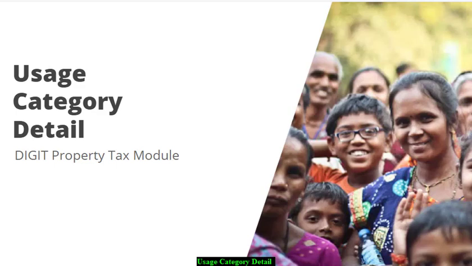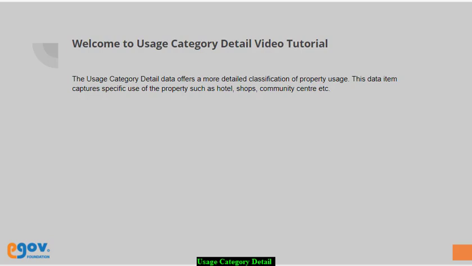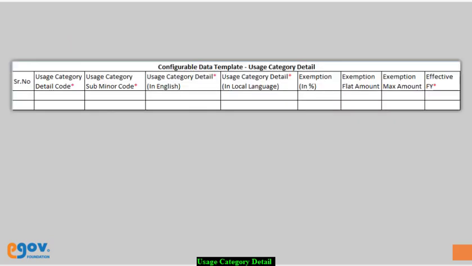This video walks you through the steps involved in configuring the Property Usage Category Detail Master Data Template in the Property Tax module. Usage Category Detail offers a more detailed classification of property usage. This data item captures specific use of the property such as hotel, shops, community center, etc. Download the data template to configure the Usage Category Major Master's data.